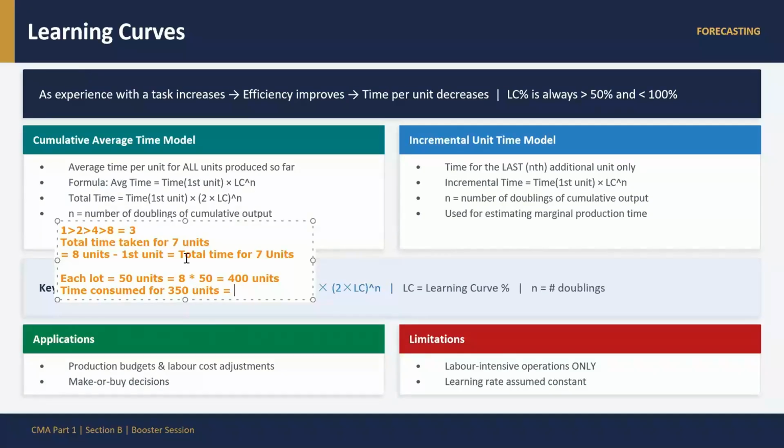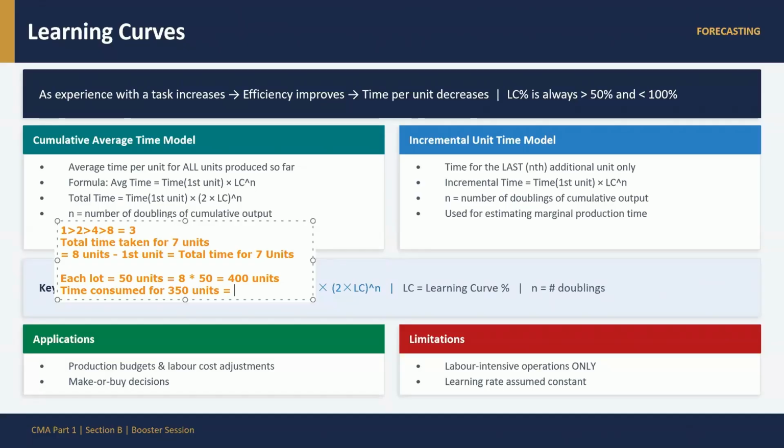Again, same calculation. You will calculate the total time for 400 units first. Then subtract the total time you took for the first lot, 50 units. Then you will arrive at the time consumed for 350 units. Okay, everybody is clear with the learning curve calculations. If it is for total time, you can apply the total time formula. If it is for average time, again you can use the average time formula.